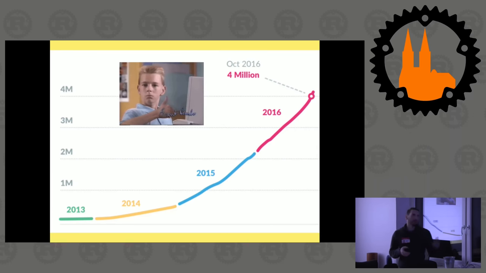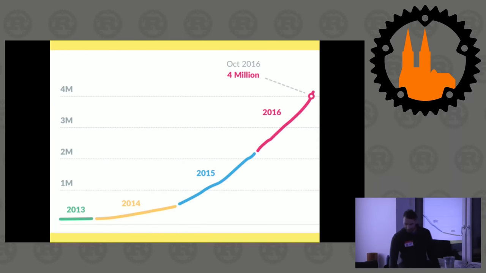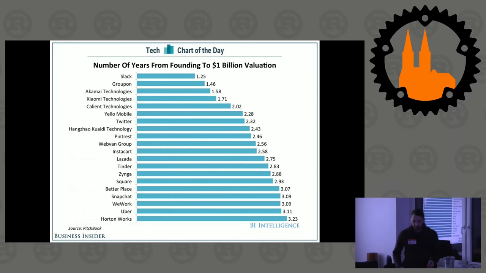And if you say other services also have this growth, I don't think so, because this chart shows you the number of years it took a big company to go to a 1 billion valuation. And it only took 1.25 years to go to a valuation of over 1 billion. So, for example, you have some others on the list: Coupon, which was the biggest growing company at the beginning. Then you have Pinterest, Tinder, Uber. Uber took 3 years to get there.